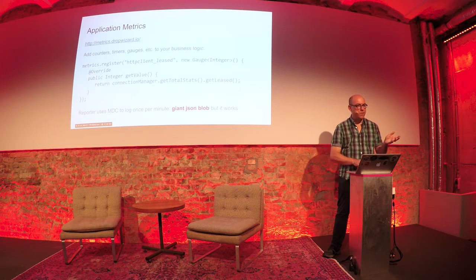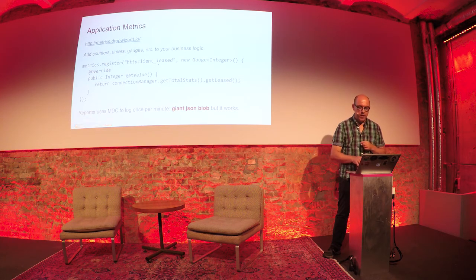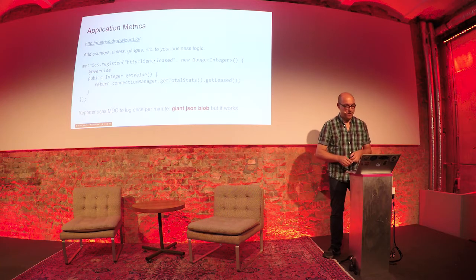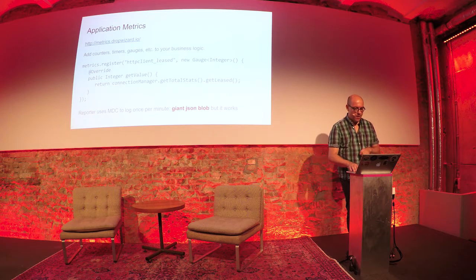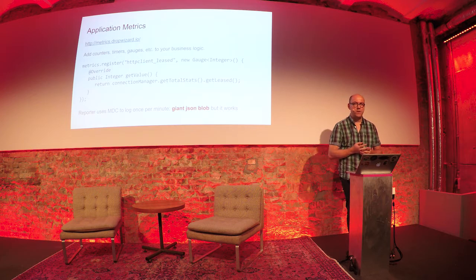You have something like a metric registry where you register all your metrics. In this case, I was interested in how many leases I have in my HTTP client pool. That's a gauge, so whenever this thing gets called, this is the logic that it calls: access the total stats and get leased. That metric goes into the HTTP client lease field in that MDC and ends up in the giant JSON blob. Kind of a nice way to do stuff. So that's basically telemetry for the application server.